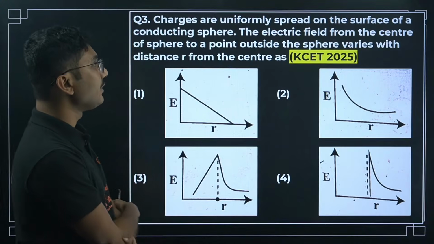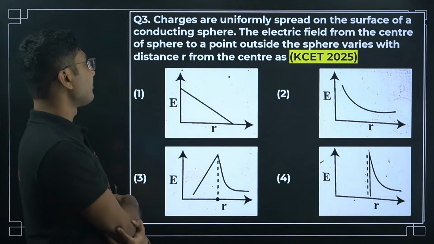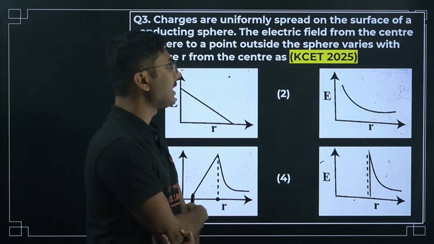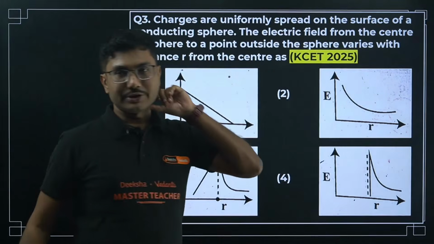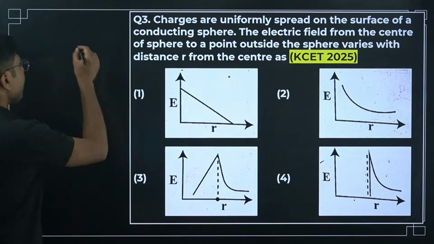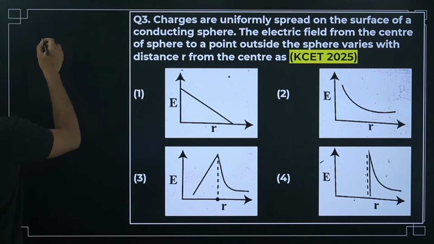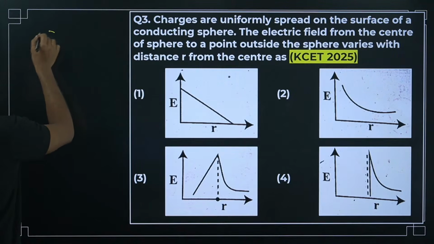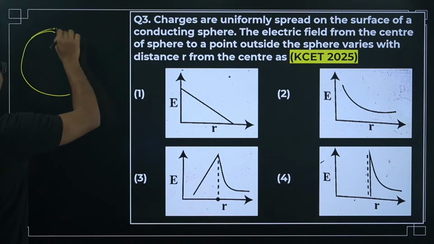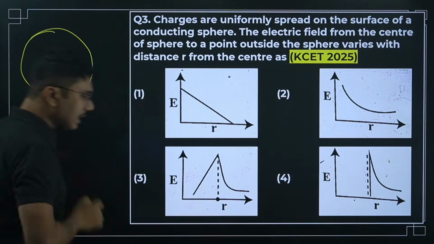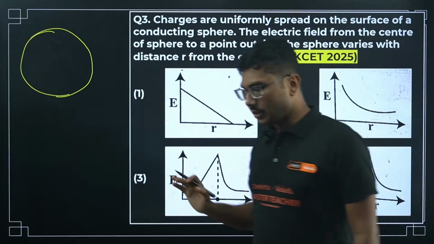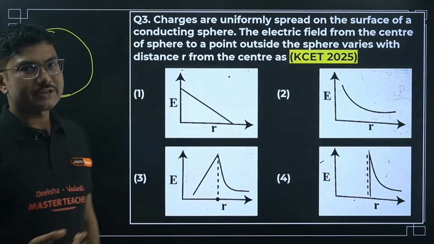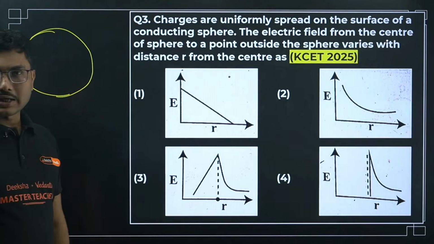The electric field from the center of the sphere to a point outside the sphere varies with the distance from the center as... So this is a very common question. If you have followed my previous lectures, I have discussed it multiple times. So here we have a conducting sphere. Now remember that a conducting sphere is almost the same as a spherical shell. If you remember, a spherical shell is the same as a conducting sphere.